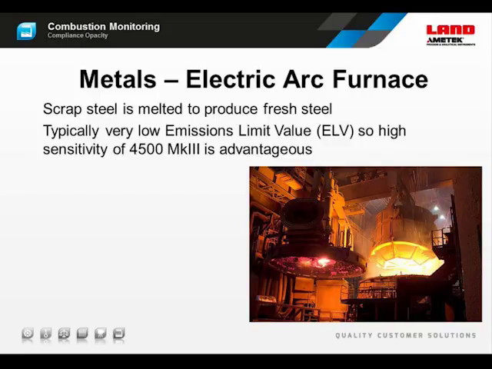Electric arc furnaces generally have very low emission limit values, and so a very high quality opacity monitor is needed for these. And the 4500 Mark III is ideal for this because it has a very low detection limit. It has very good linearity, and its calibration and error test is generally very accurate. So it works very nicely on electric arc furnaces.